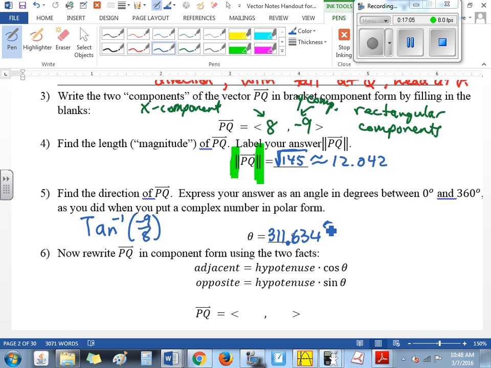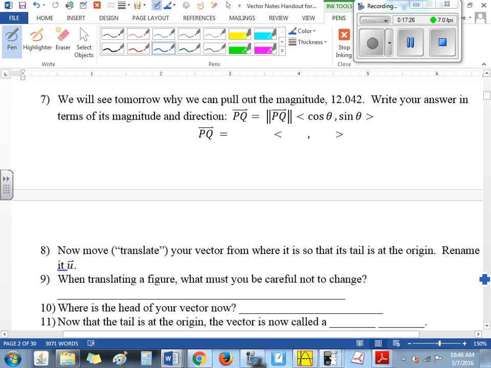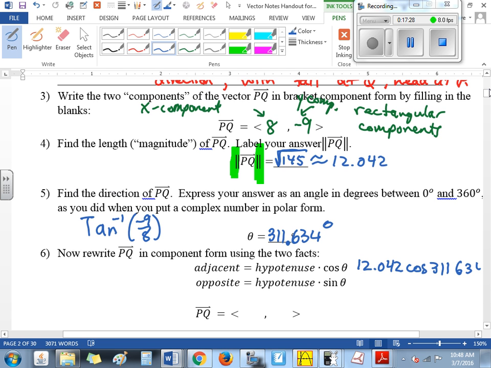Okay, notice that adjacent should always be hypotenuse times cosine. Opposite should always be hypotenuse times sine. So we could actually write our x component like this: 12.042 cos 311.634. And we could write our y component as 12.042 sine 311.634.